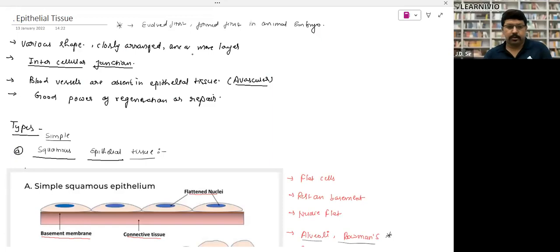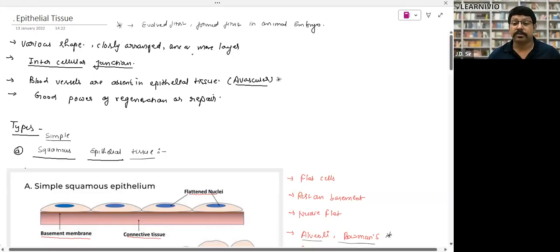Yes, sir. Then there is an intercellular junction. What are the intercellular junctions? Like we studied plasmodesmata, right? Same kind of interconnection between the cells. So they have intercellular junctions. This question has been asked many times. They are avascular. What does it mean? Avascular means epithelial tissue does not have blood supply. Clear?